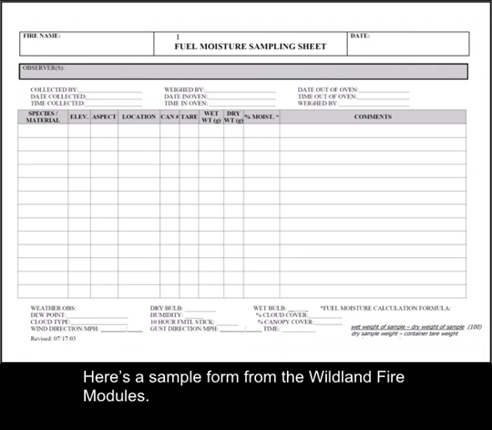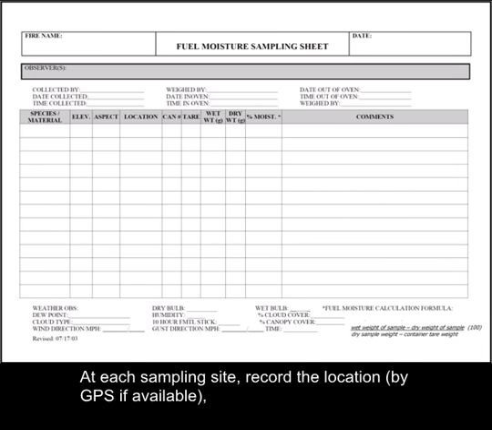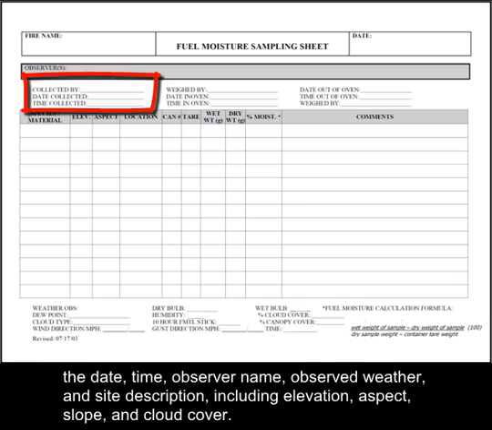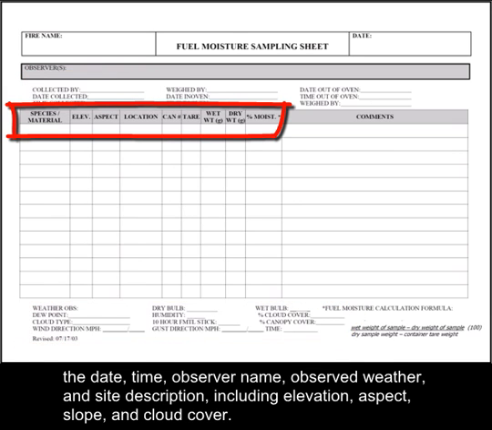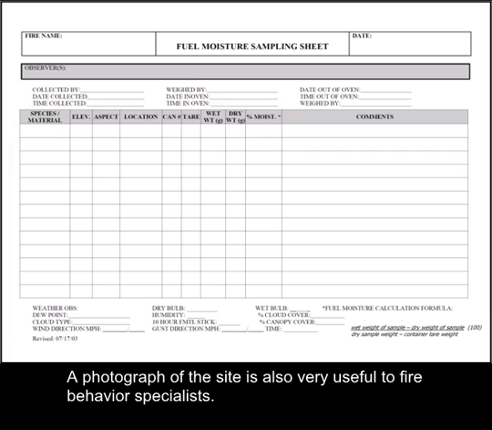Here's a sample form from the Wildland Fire modules. At each sampling site, record the location, by GPS if available, the date, time, observer name, observed weather, and site description, including elevation, aspect, slope, and cloud cover. A photograph of the site is also very useful to fire behavior specialists.